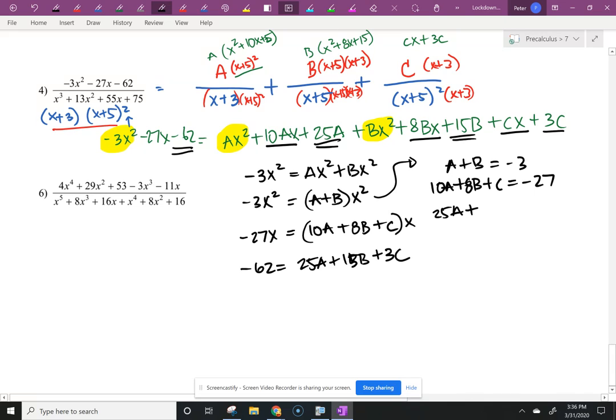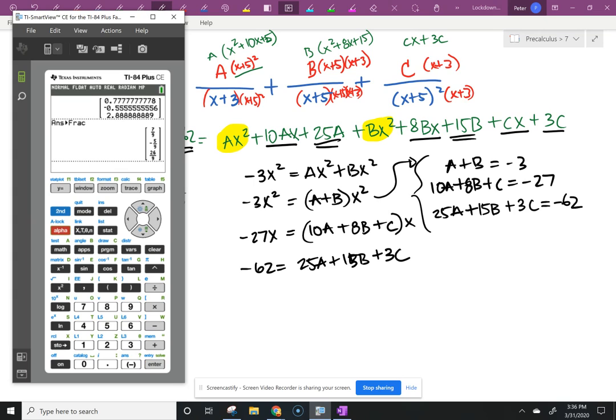So this is taken along like every chapter we've worked on. Is that a 15b? I think so. 25a plus 15b plus 3c is equal to negative 62. So now I have a system where I would love to solve for a, b, and c, and luckily I just finished a bunch of system stuff. And so I'm going to go second matrix, go over to edit, and use an augmented matrix. So I'm going to do a 3 by 4.